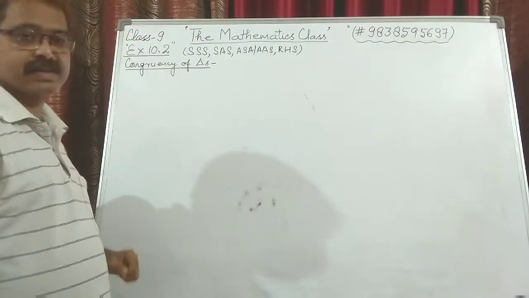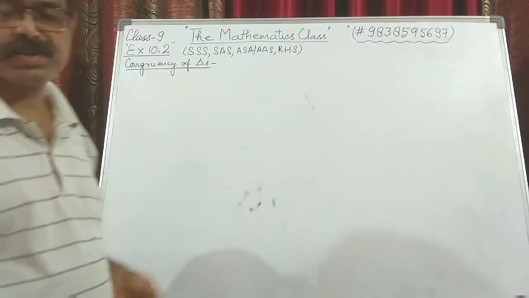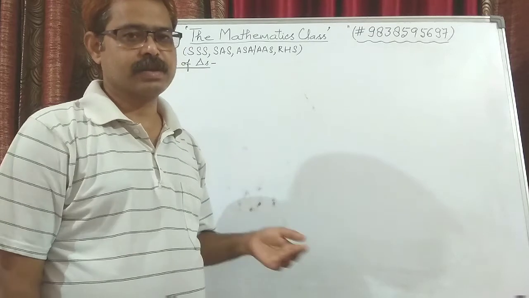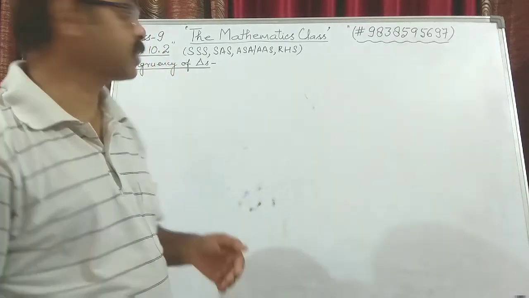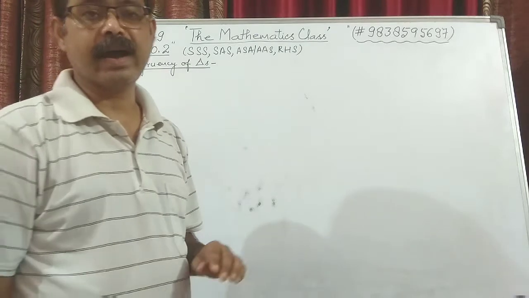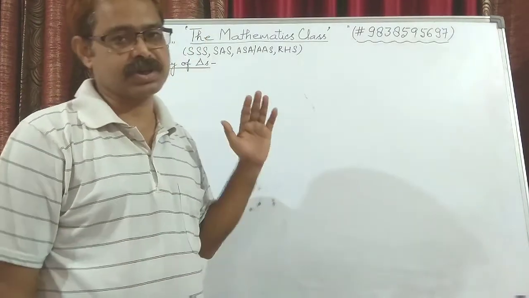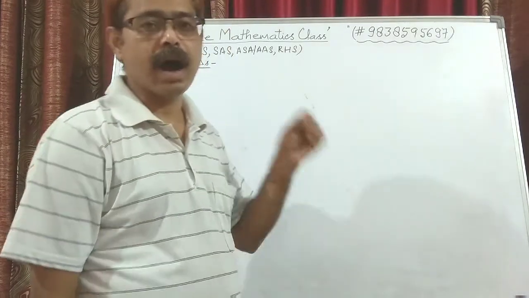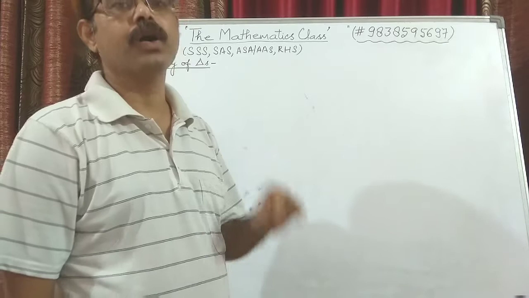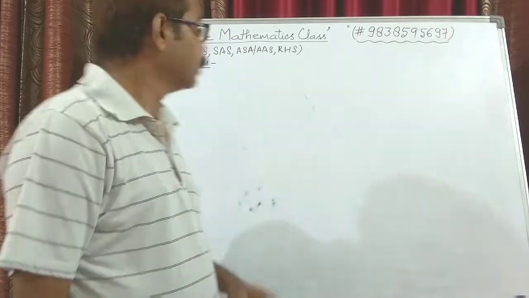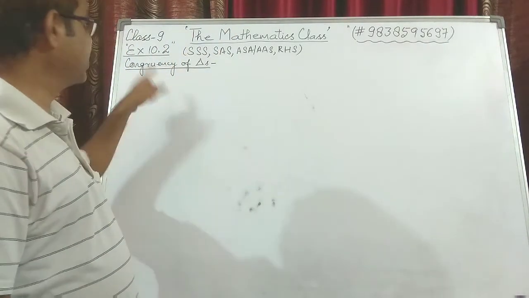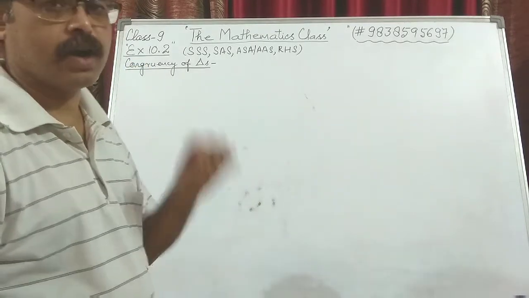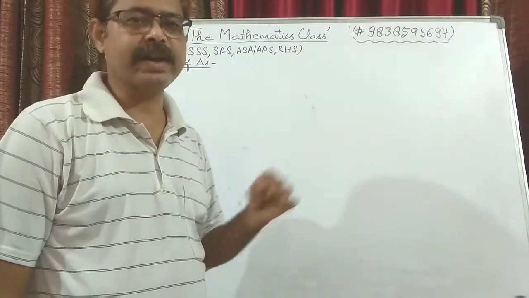This class is for class 9 and we are discussing congruency of triangles. In the previous class we have done questions of exercise 10.1 and we have discussed all the questions. We haven't left any question so that you may understand how to write the proof of any given question. But in this exercise we will be doing questions in the multiples of 2 because I expect by now you would have learnt how to write the proof.